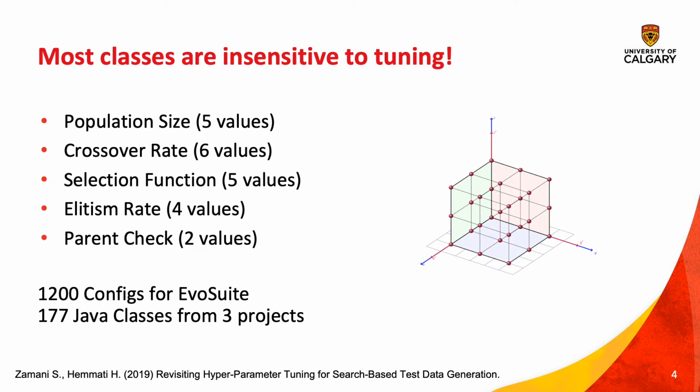In a previous study, we exhaustively studied the search space of these hyperparameters containing 1200 different configurations and used them to evaluate 177 classes. We also showed that around 80% of those classes were insensitive to tuning. This means that 80% of all time dedicated to tuning was ineffective and a waste of budget, and we didn't improve the coverage at all. So the idea that we develop in this study is to find a way to identify those 80% of classes that are not worth tuning and allocate the budget only to those that are worth tuning.